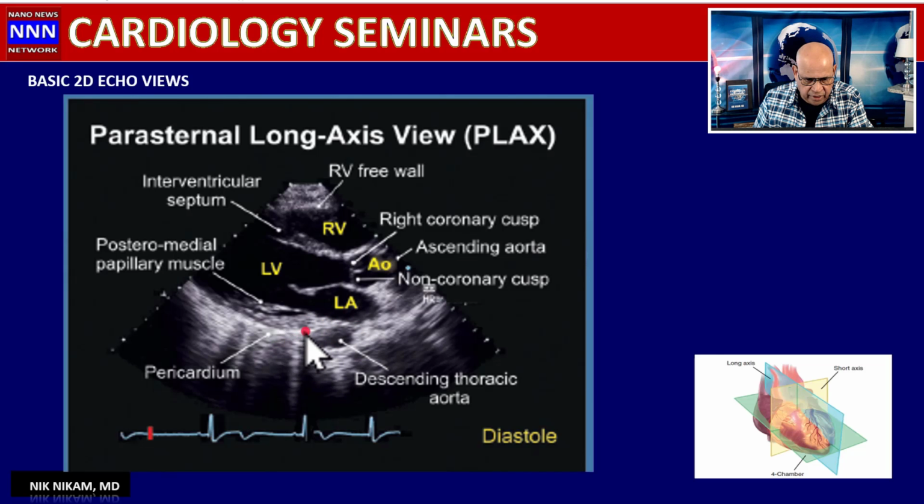And behind that is the epicardium. And here we have the posterior papillary muscle. So this represents the infralateral wall of the left ventricle. As we can see, this is the left atrium.